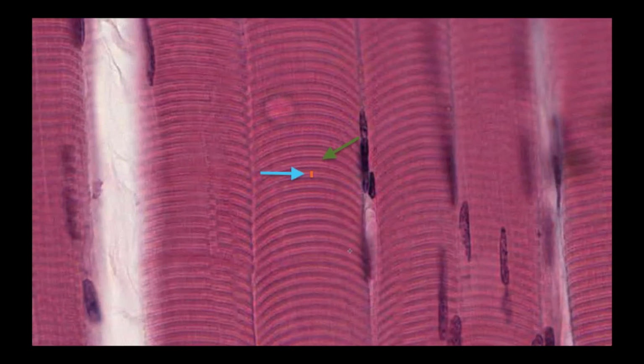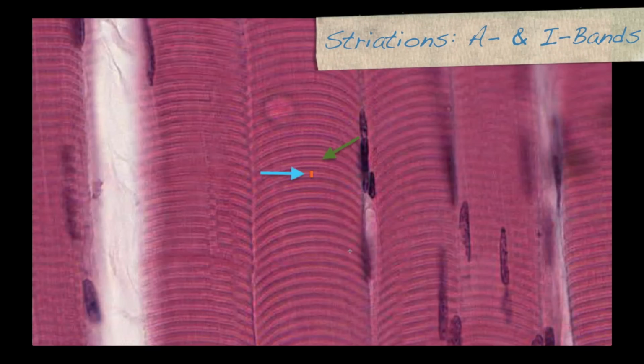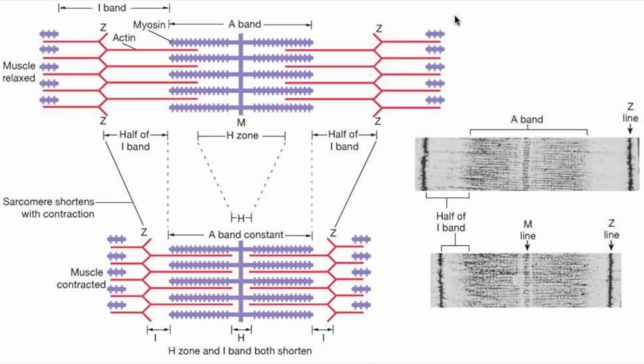Now that we understand the structural components of the sarcomere, we know that A and I bands are responsible for skeletal muscle striations. During muscle contraction, the myofilaments of each sarcomere slide past each other and pull the Z lines towards each other. As a result, the sarcomere shortens. During this movement, the width of the A band remains constant, but both the I band and H band will shorten.